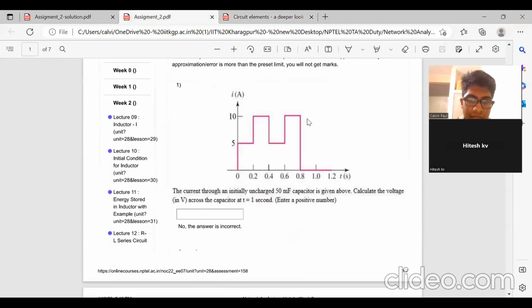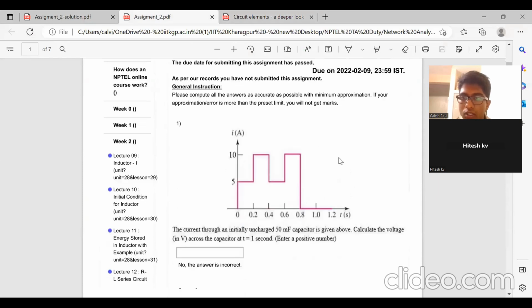Okay, so I think I had better start solving previous year assignment questions because we are running out of time. Is this visible? Week 2 assignment 2 question. Yes, sir. Okay, let's start solving this.